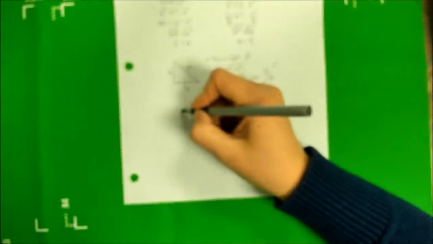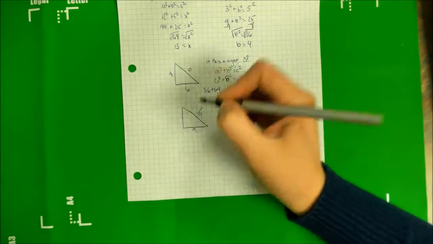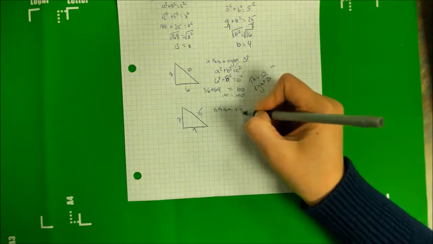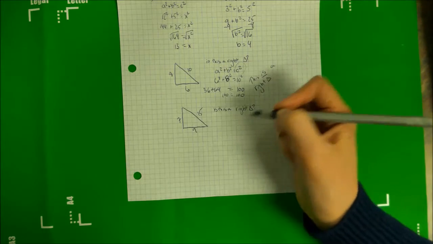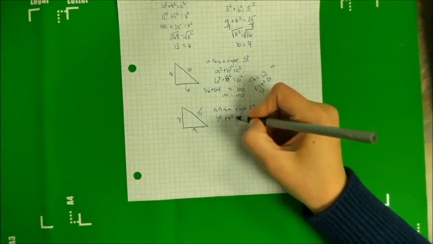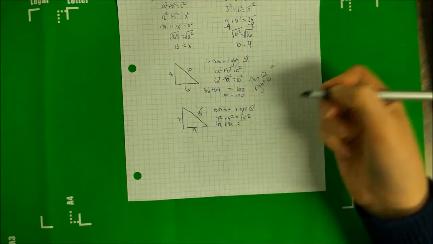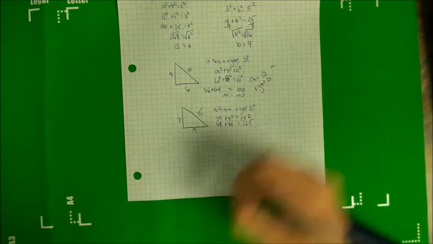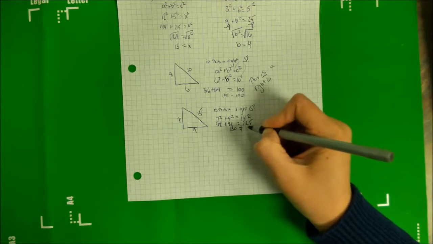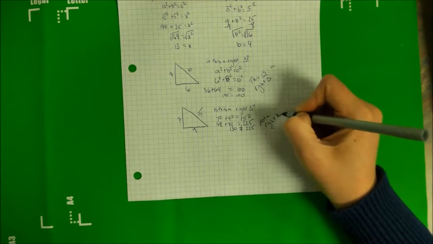So maybe try another set of numbers. Maybe we'll do 15, 9, and 7. Is this a right triangle? Okay, so I do 7 squared plus 9 squared versus 15 squared. 7 squared is 49. 9 squared is 81. 15 squared is 225. Well, 49 plus 81, that's 130. That is not equal to 225, so this is not a right triangle.